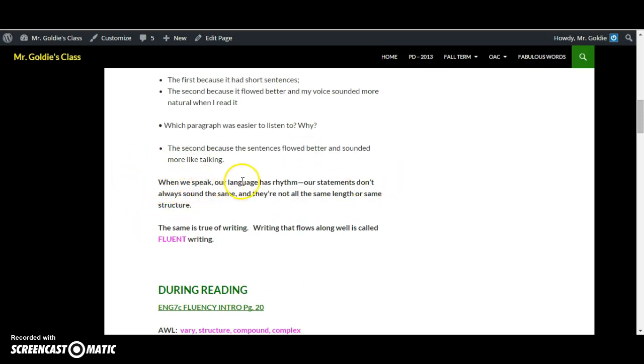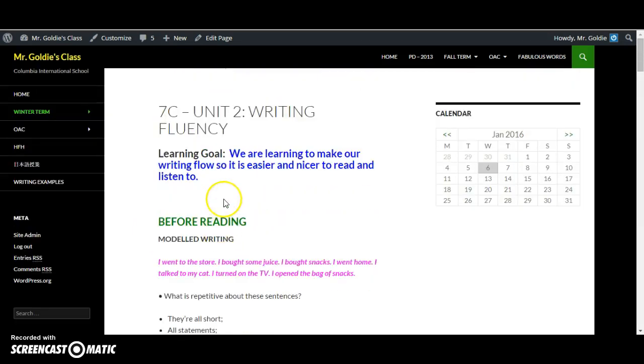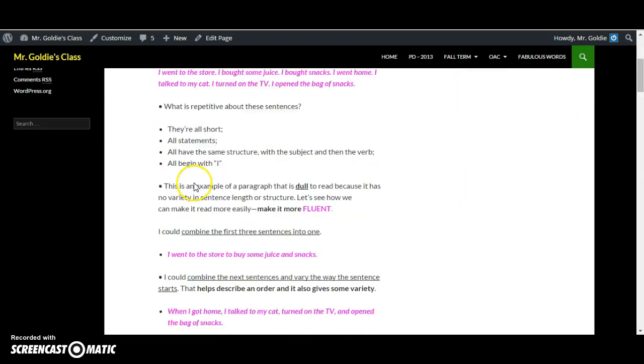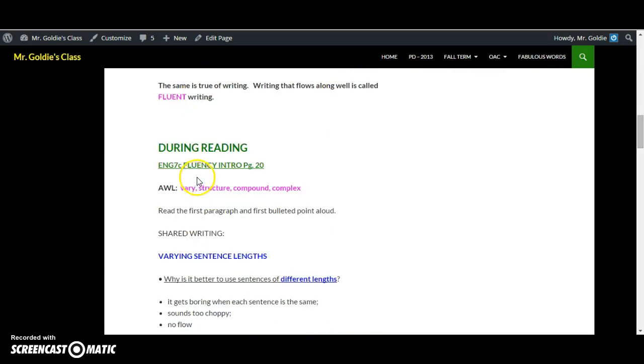When we speak, our language has rhythm. Our statements don't always sound the same, and they're not all the same length or the same structure. The same is true of writing. Writing that flows along well is called fluent writing. So that's what we are learning to do in this unit. You are learning to make your writing flow, so it's easier and nicer to read and listen to. And there are some strategies to help us do that.